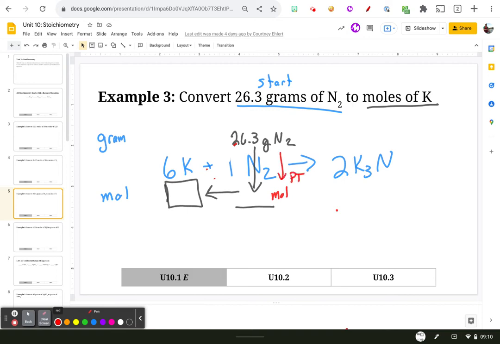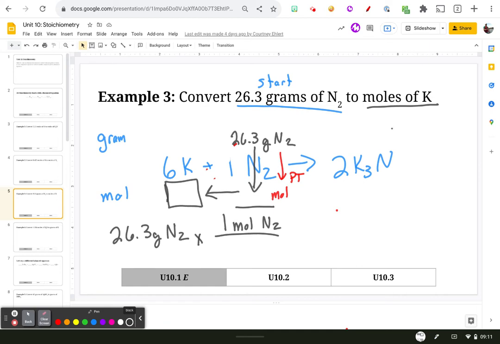Then in our second step, we go from moles of N2 to moles of K, and that's where I'm going to use those Stoich ratios. So I'm going to set the problem up starting with my 26.3 grams of N2. Now I need to get into moles of N2, and this is where I use the periodic table. Remember, on the periodic table, everything is related to 1 mole.